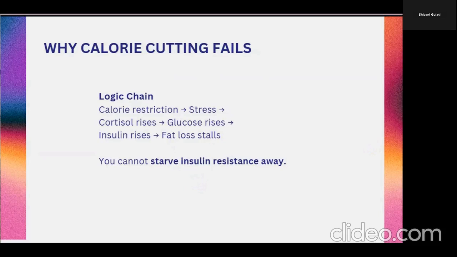Basic thing is that you cannot starve insulin resistance away. If insulin and stress hormones remain high, the body will resist fat loss no matter how low the calories can go.